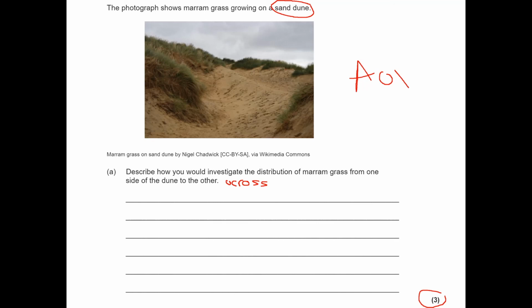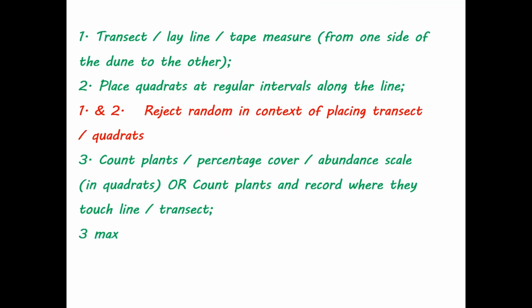Let's go through. Okay, so the first mark point relates to laying the transect, the line, or the tape measure from one side of the dune to the other. Across the dune would also get you the mark point. The second mark point is then you would place quadrats at regular intervals along that line. Remember, it's on the same side of the line, and you might have to say a suggested interval, but in this case you didn't.